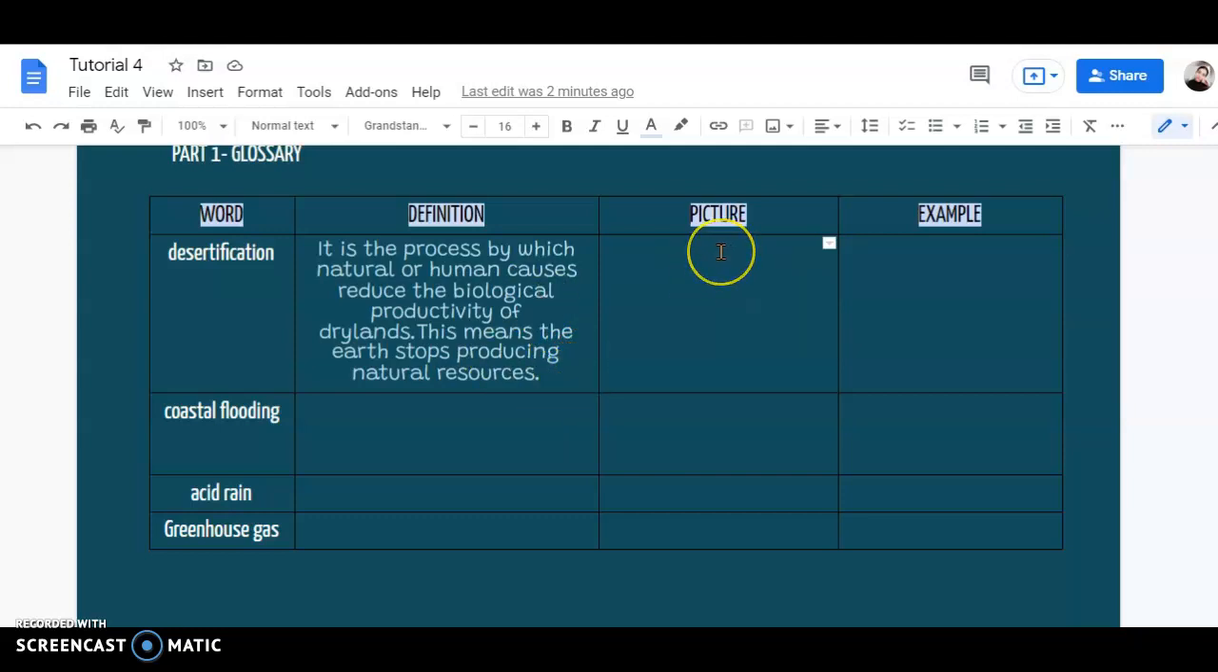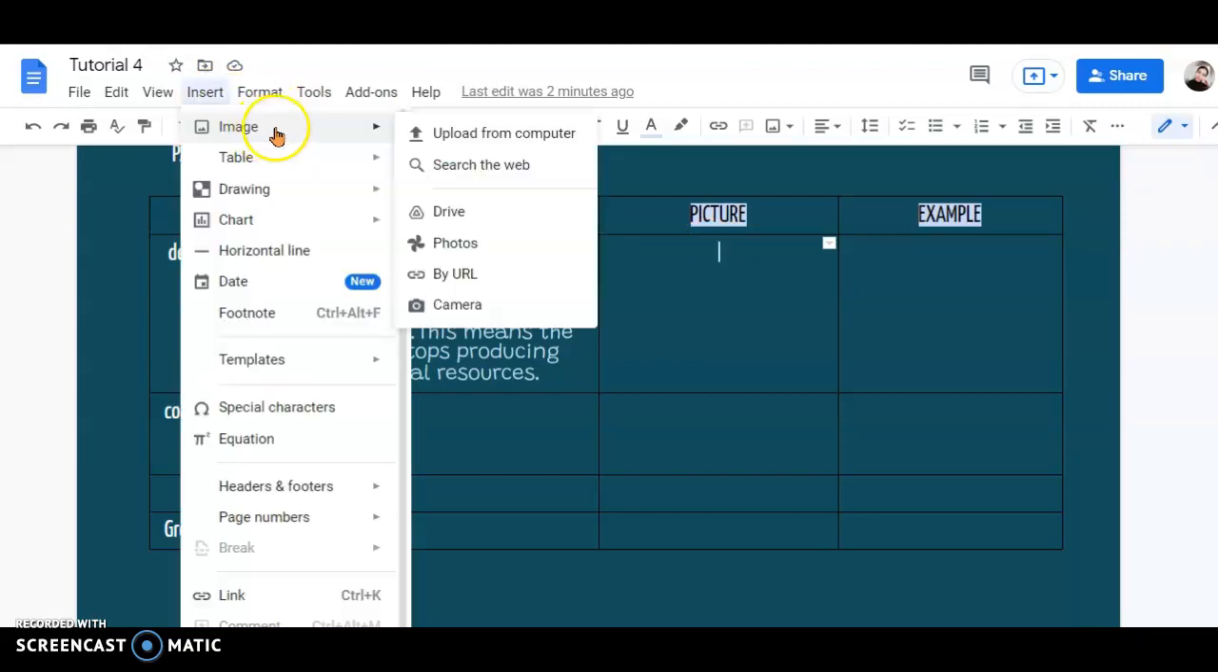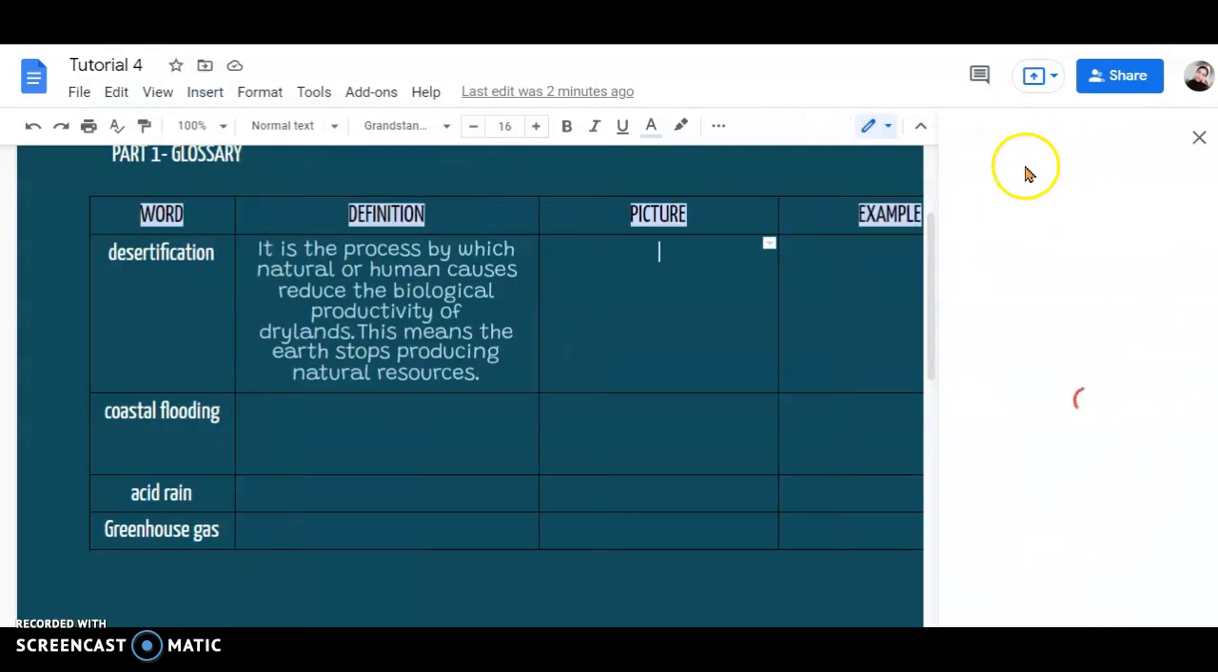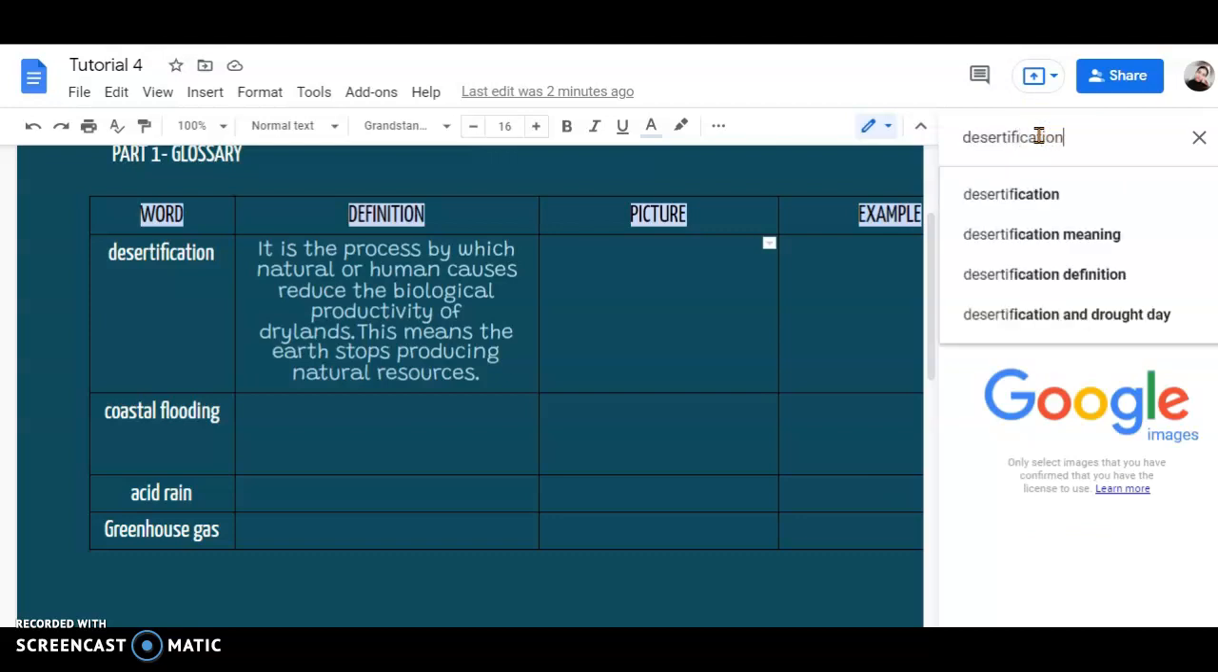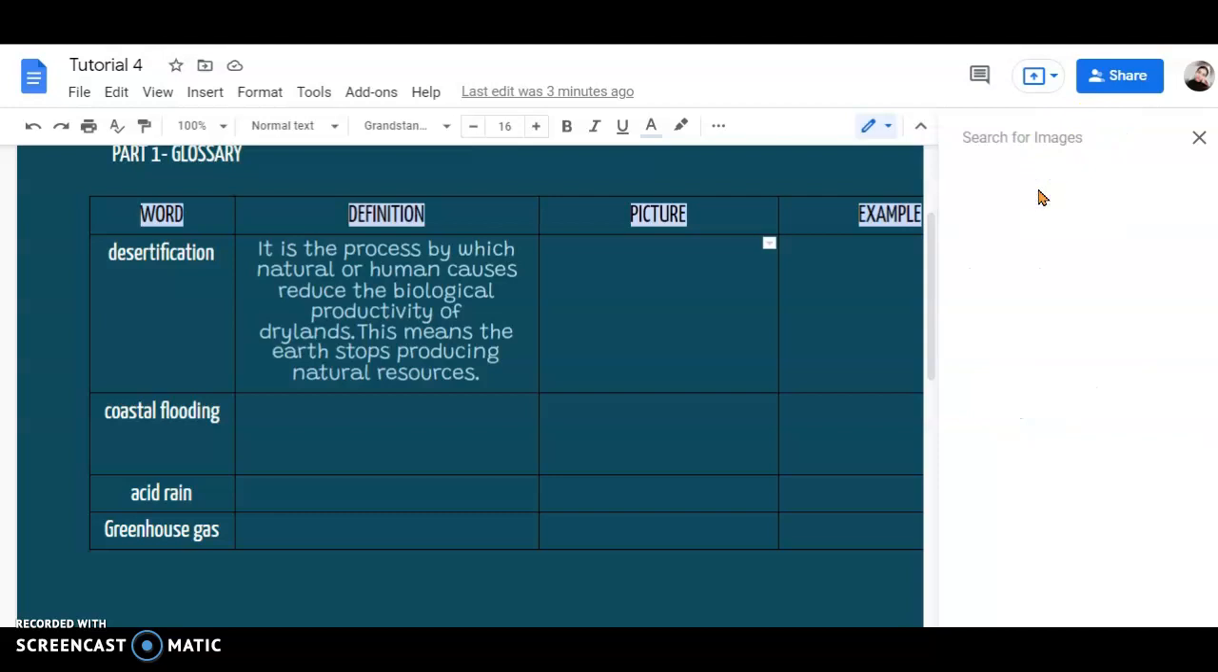Picture. What you're going to do is click on Insert, Image, and then search the web. It will open this on the right side, and there you write the word you're looking for. In my case, desertification. And this is how it looks.